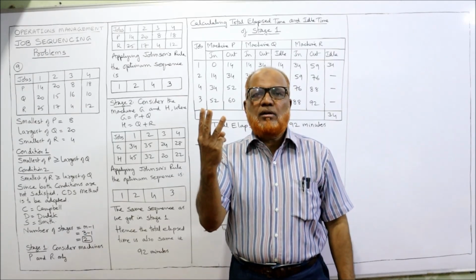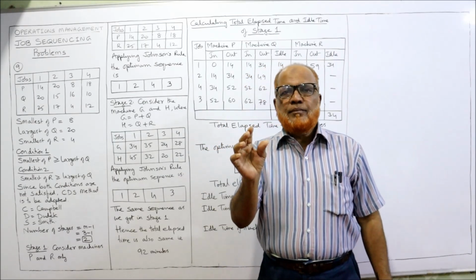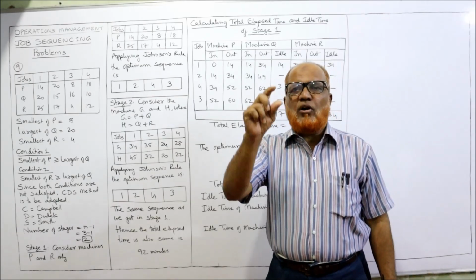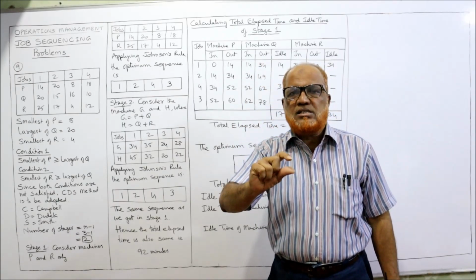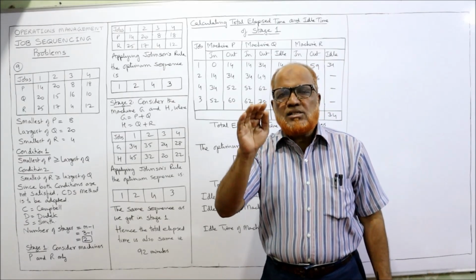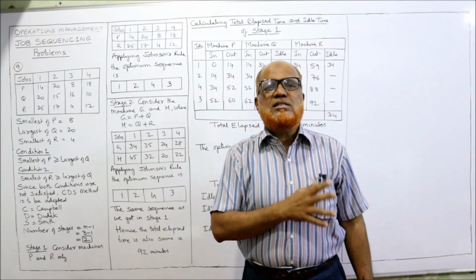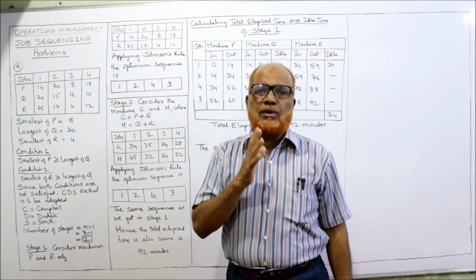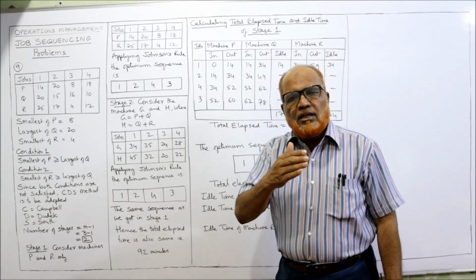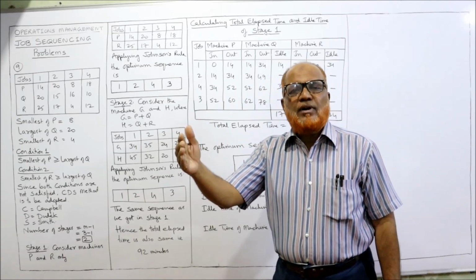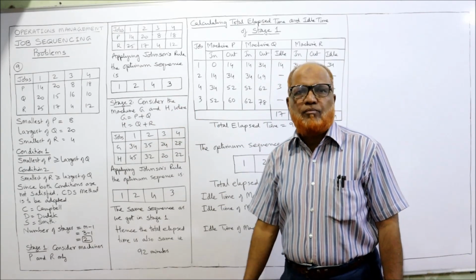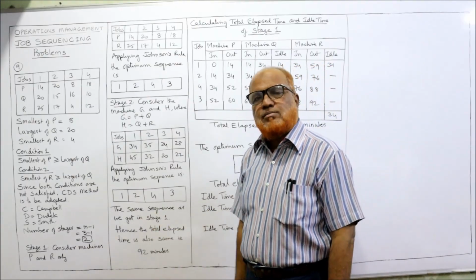3 stages over. Now compare the total elapsed time of first stage, second stage, third stage. Whichever stage has lower total elapsed time, that stage sequence is the optimum sequence. Like that we can extend to 5 machines or 6 machines, any number of machines. This is according to the CDS method.